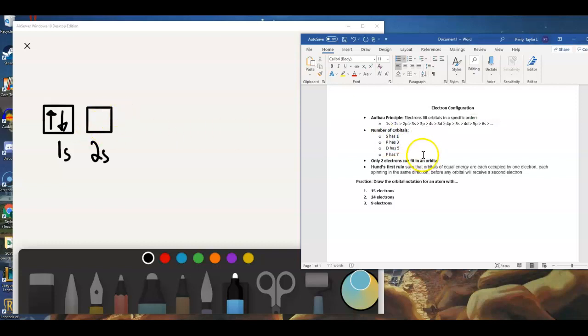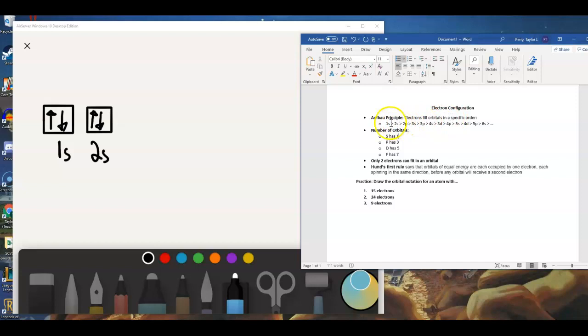So we're going to keep going. We're going to draw an arrow going in this direction. And there's no other orbitals because S can only hold 1. And so now we're going to draw our next arrow going down. Okay? Great. Let's go on to the next thing here.